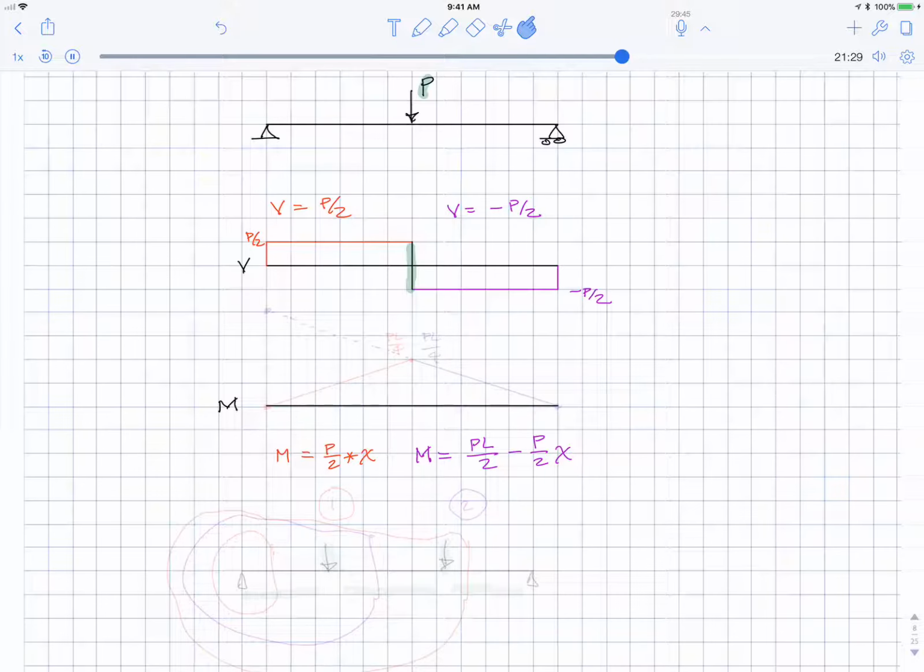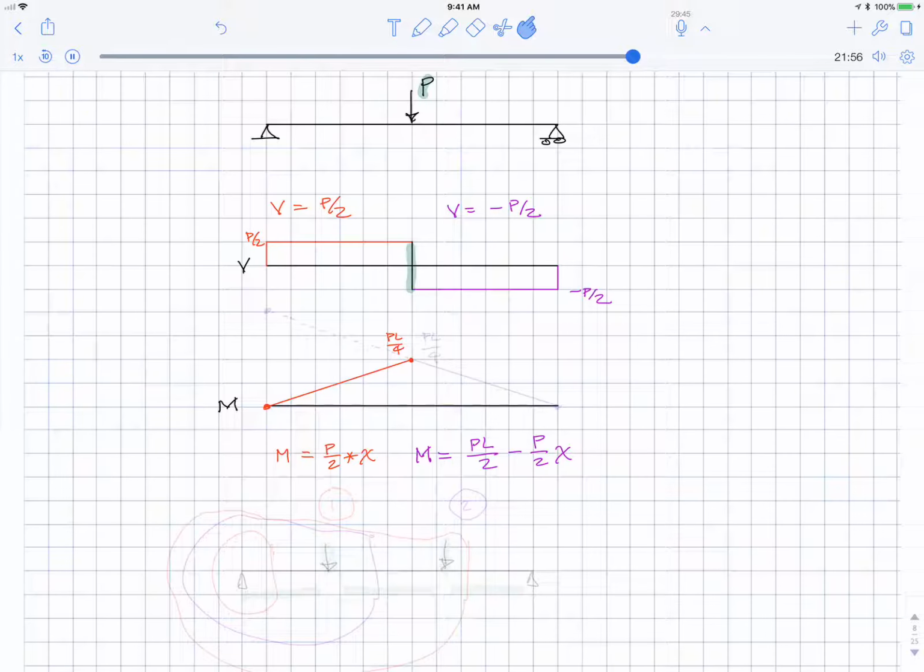I'm going to go ahead and plot these. This equation M equals P over 2 times x starts off at 0 when x is 0, and when x is L over 2, it'll equal PL over 4. So let me write that over here, PL over 4. And it's linear, so that equation looks like this.